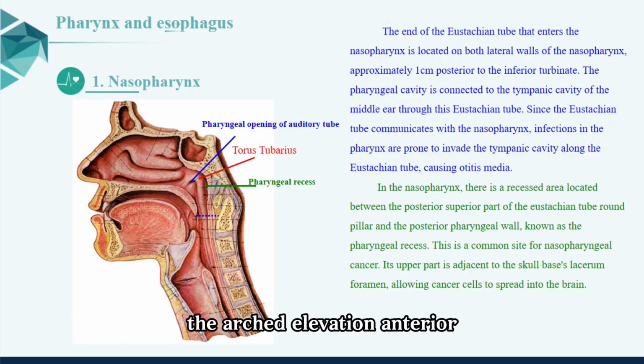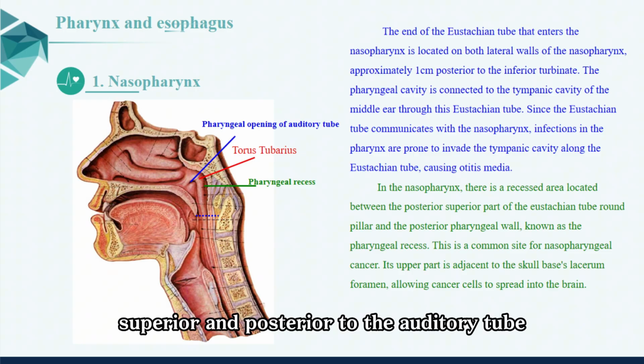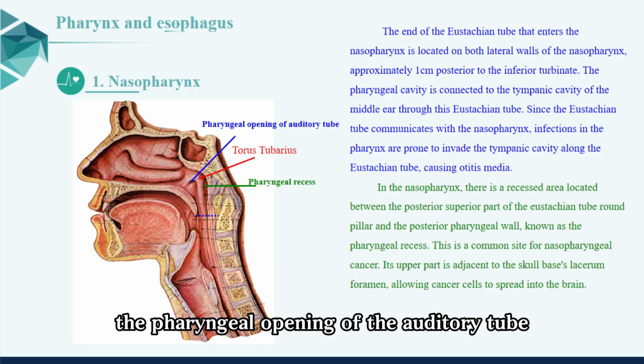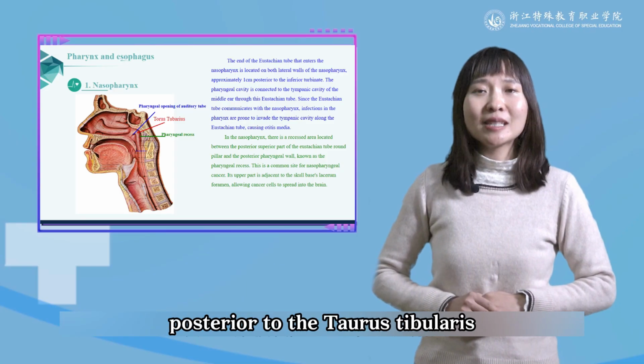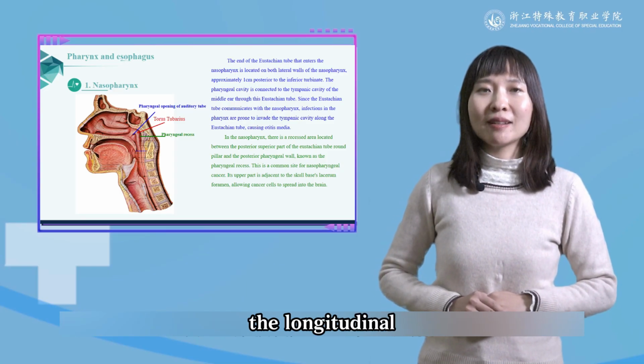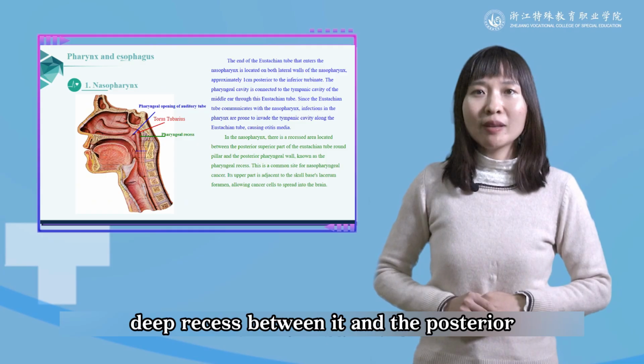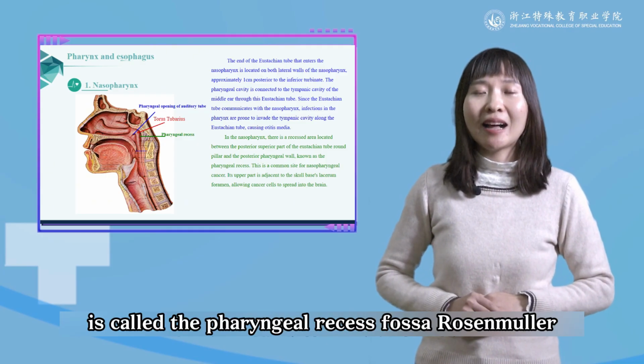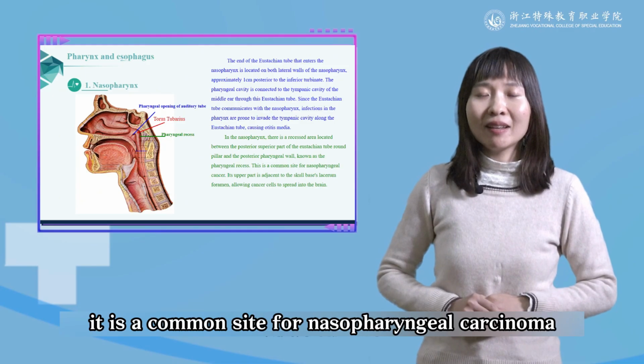The arched elevation anterior, superior, and posterior to the pharyngeal opening of the auditory tube is called the torus tubarius. It is a landmark for locating the pharyngeal opening of the auditory tube. Posterior to the torus tubarius, the longitudinal deep recess between it and the posterior pharyngeal wall is called the pharyngeal recess, fossa of Rosenmuller. It is a common site for nasopharyngeal carcinoma.